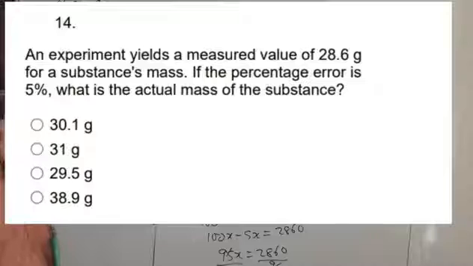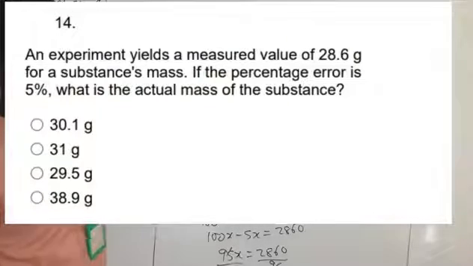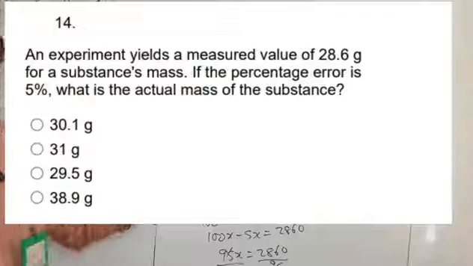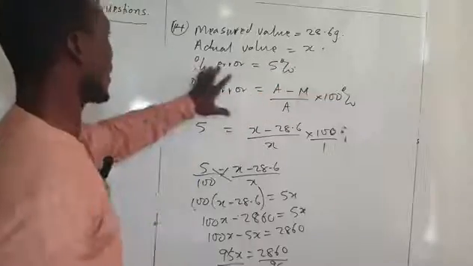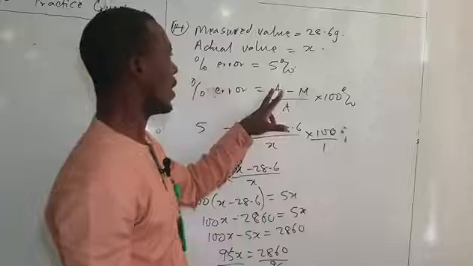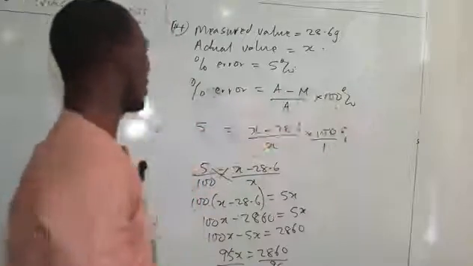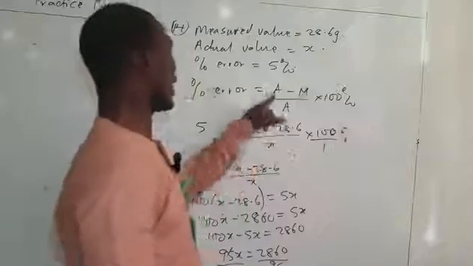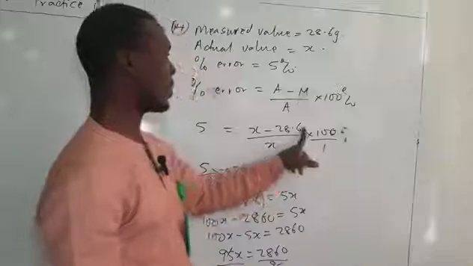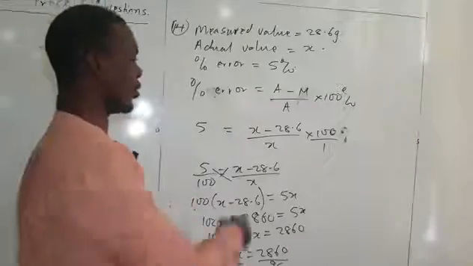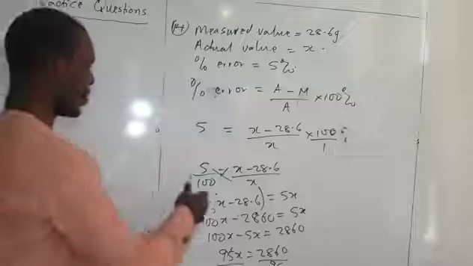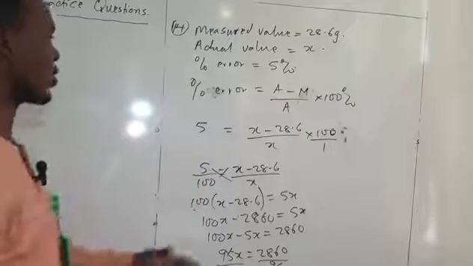So this is question 14. The measured value was given as 28.6 grams for a substance mass. If the percentage error is 5%, calculate the actual mass of the substance. So the actual value is unknown. The percentage error formula is actual minus measured over actual multiplied by 100. So 5 equals X, the actual, which is unknown, minus 28.6, the measured, divided by X multiplied by 100. So we have 5 over 100 equals X minus 28.6 all over X.